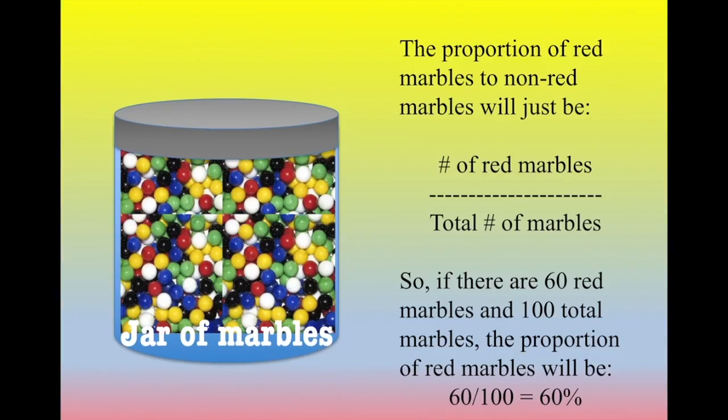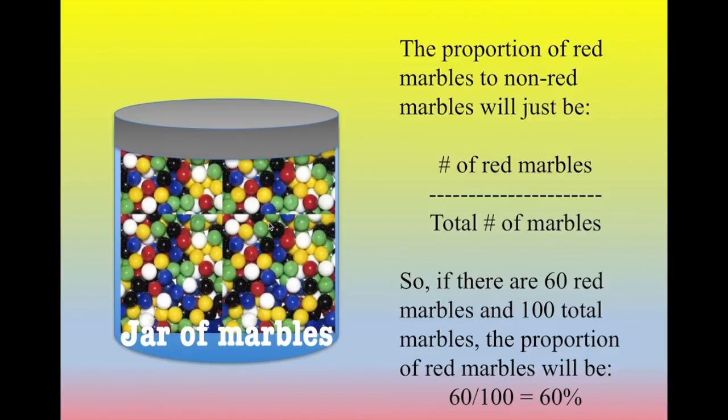A proportion is just a share of some items considered in comparative relation to the whole population. This is given as a ratio or a fraction. So here's a jar of marbles, and let's say we want to know the proportion of red marbles in this population. We can give this as the fraction, with the numerator being the total number of red marbles and the denominator being the total number of all marbles in this population.